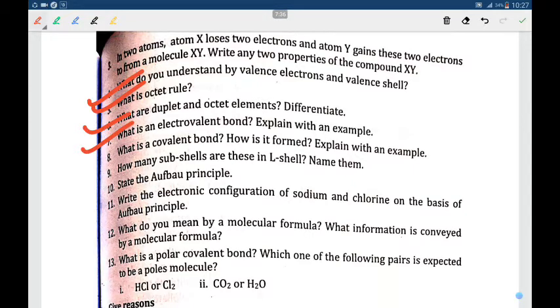Example: NaCl, MgO, KCl, etc. What is a covalent bond? How is it formed? Explain with an example. So how do you define covalent bond? The bond that is formed by the mutual sharing of electrons between two atoms, each contributing an equal number of electrons to the electron pair, is called covalent bond.